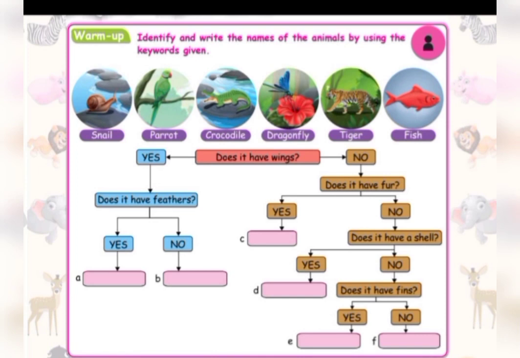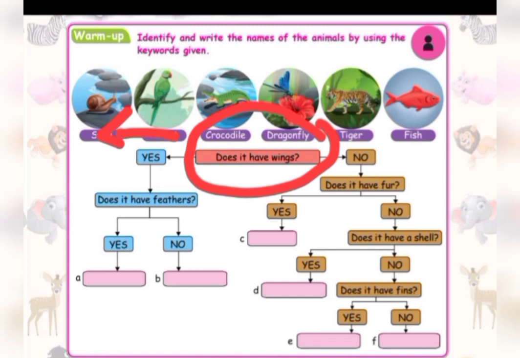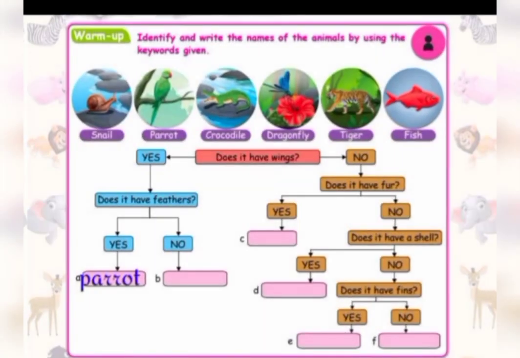First thing, does it have wings? If it is yes, we will come this side. If it is yes, does it have feathers? Under this they have given yes or no. Does it have feathers? Yes means the answer is parrot. And does it have feathers? No means which answer will come? Yes, dragonfly, because dragonfly has wings but it doesn't have feathers.